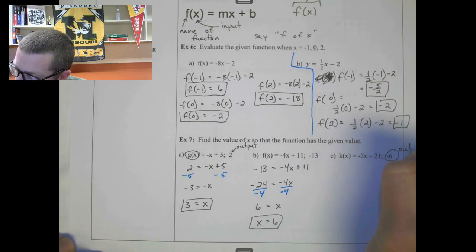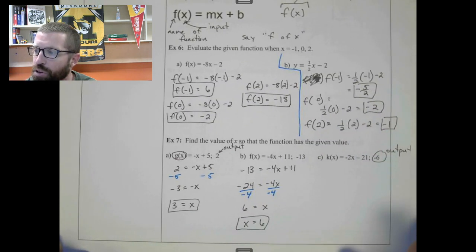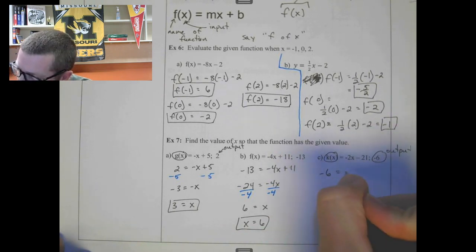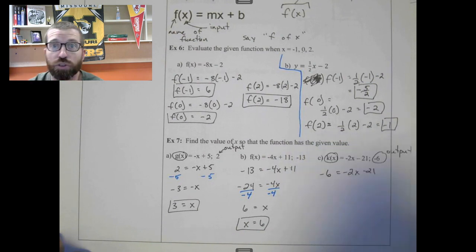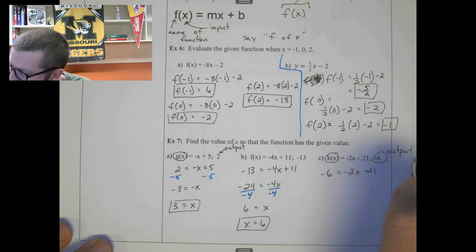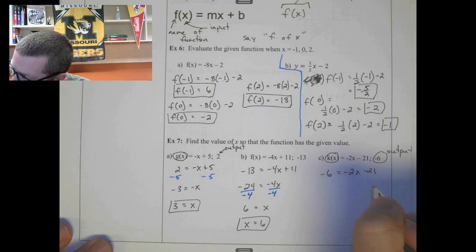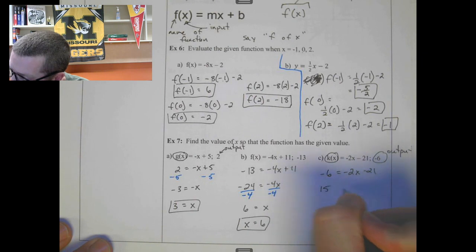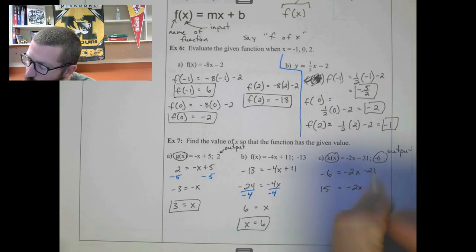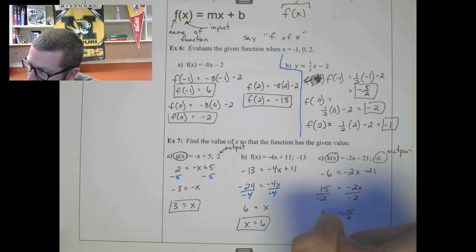Once again, this is the output as stated by the instructions. And when you put that in for k of x, you then have an equation where you can solve for x. So let's add 21 to both sides, and that gives you 15, I did that the wrong way, 15 is equal to -2x, and then divide by -2, and x is -15/2, or 7.5 if you prefer that.